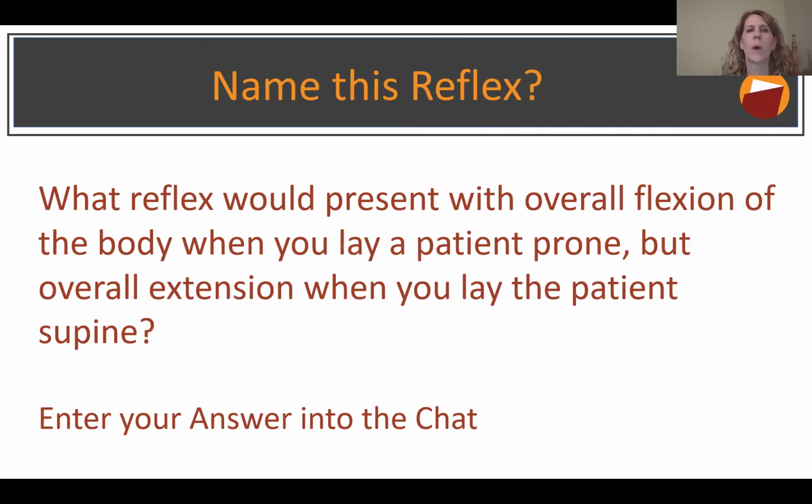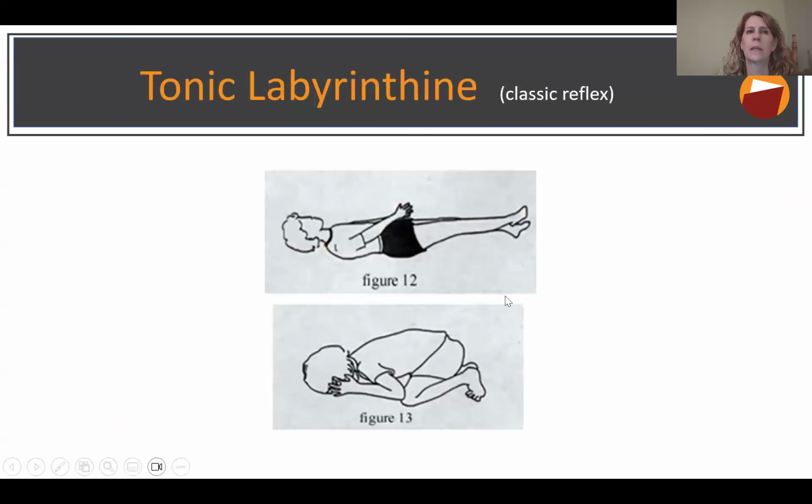Okay. What reflex would present with overall flexion of the body if I lay the patient prone, but overall extension if I lay the patient in supine? Tonic labyrinthine. Very good. Yep. Tonic labyrinthine. Yeah. So let's look at it. The classic reflex of tonic labyrinthine is, if I put them in supine, they go into overall extension. If I put them in prone, they go into overall flexion.